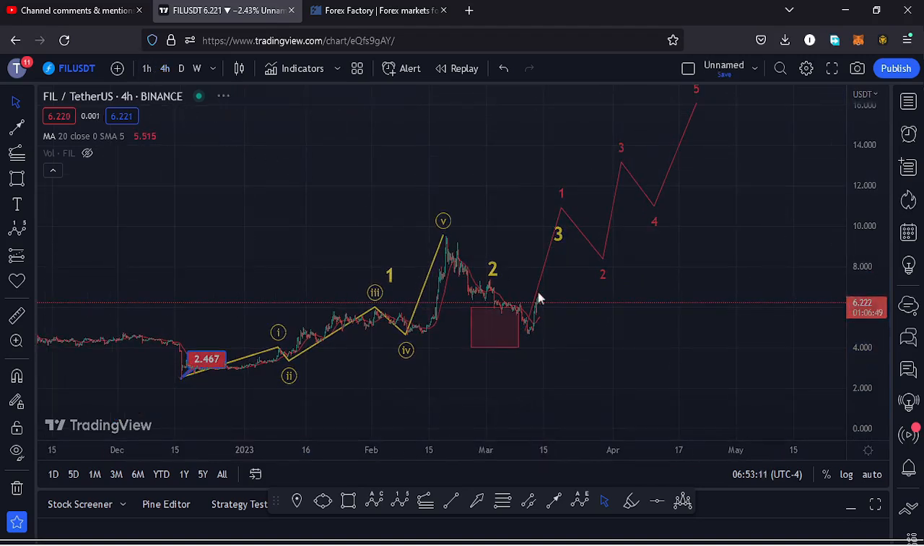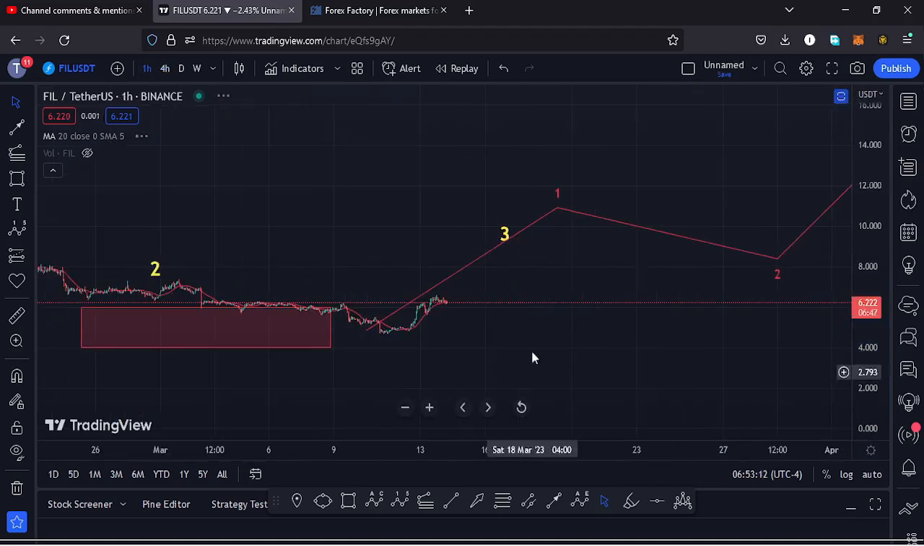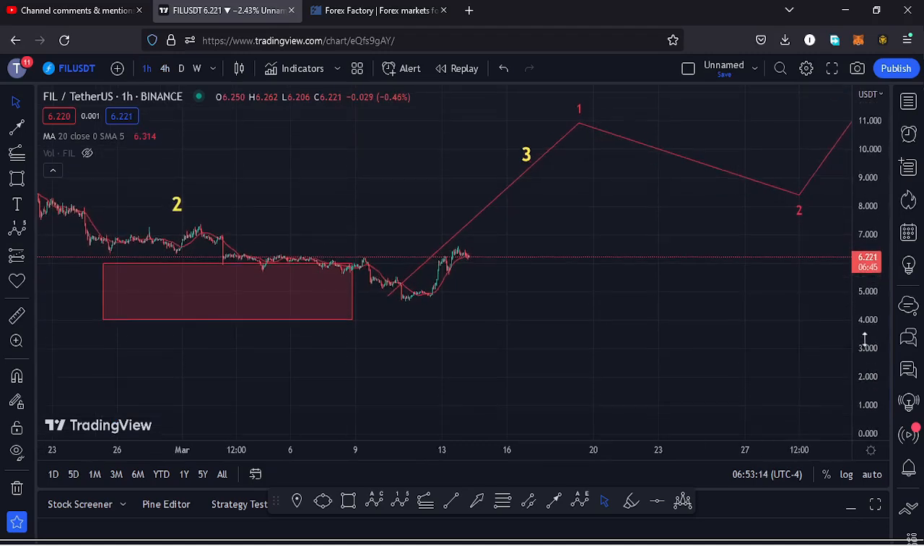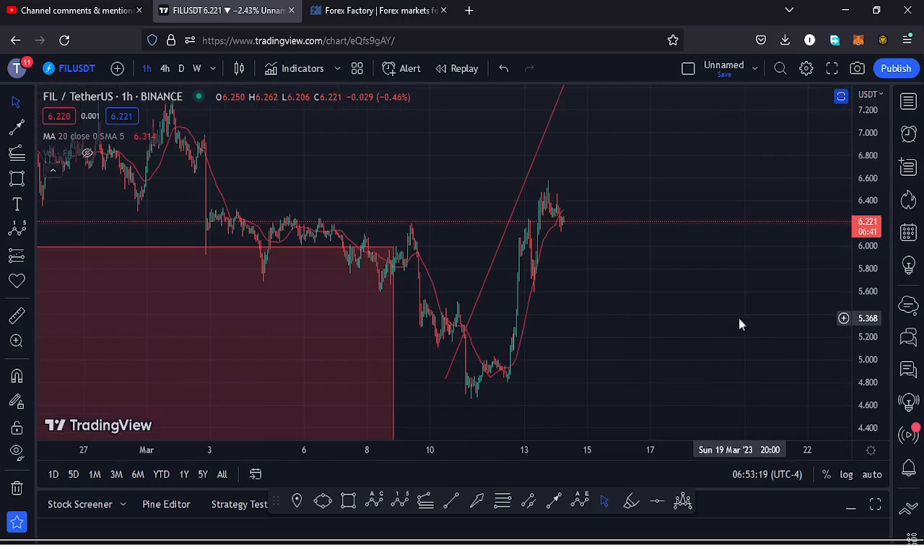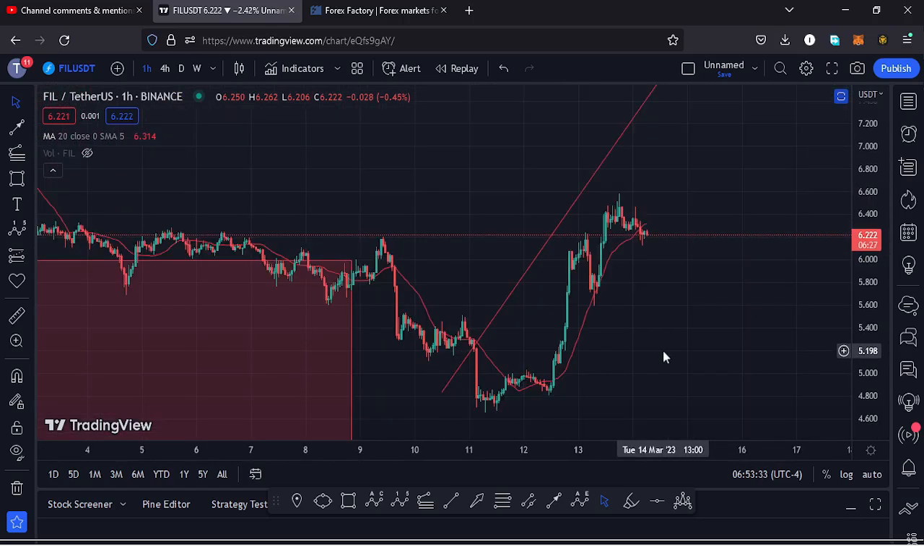So jumping to the 1-hour chart for further analysis and also give you the short-term scenarios that I'm expecting to play out, you can see that after seeing our bottom in the formation of that wave 2, we started that massive bounce to the upper side.